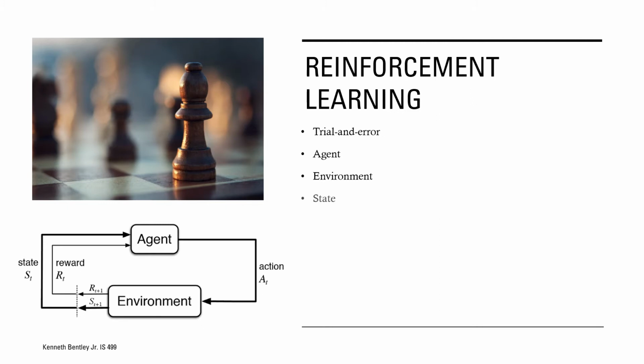The state is the current status of the environment. Continuing with our chess example, the current state would be the location of the pieces on the board, including the squares that are unoccupied by pieces. Actions are the moves performed by the agent.